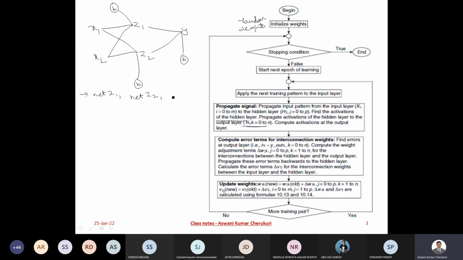Then after that, what do we do? Can somebody tell me what we will do? So we find out the inputs for the Y. Yeah, f of net z1, that means the output from z1, right? Yes, sir. Next we calculate f of net z2. Then we calculate net y. Then finally we calculate f of net y. These are the propagation of the signals. That means this is what we have done.